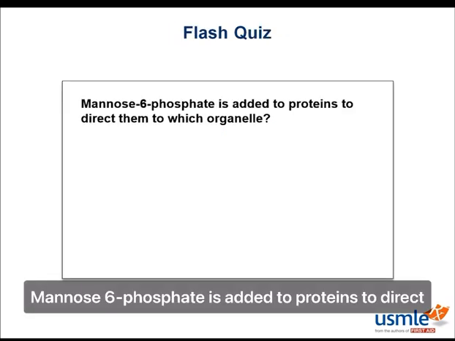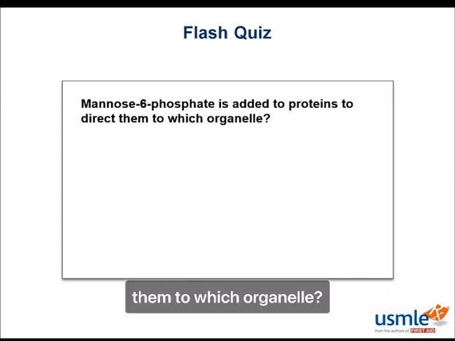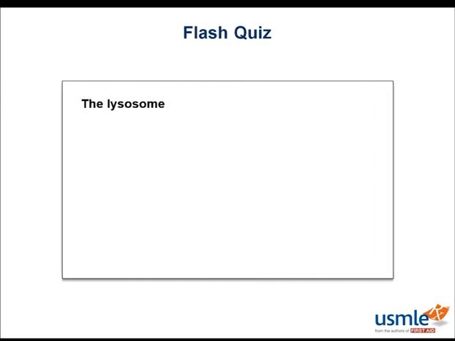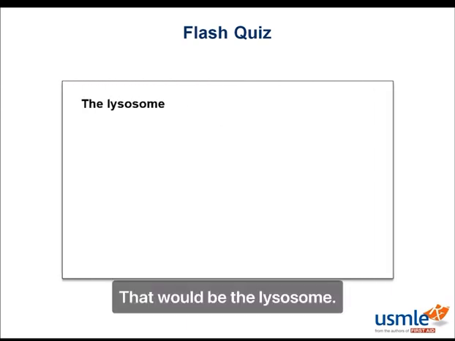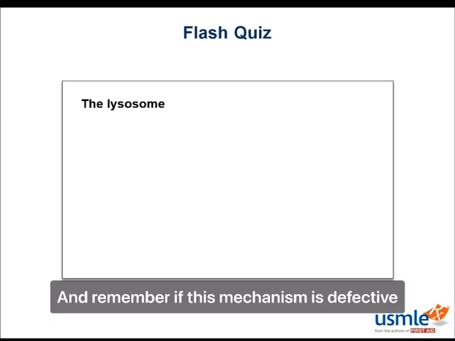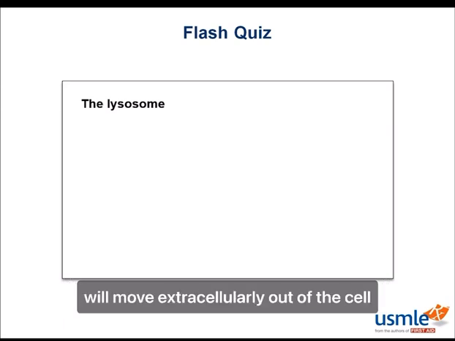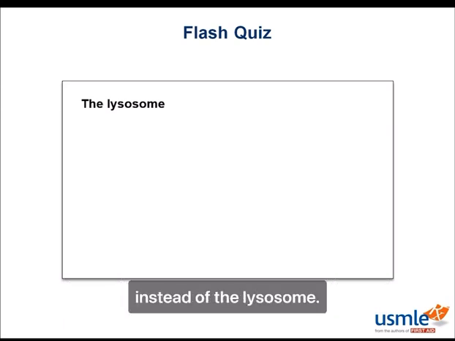Mannose-6-phosphate is added to proteins to direct them to which organelle? That would be the lysosome. And remember, if this mechanism is defective, you will get I-cell disease and the protein will move extracellularly out of the cell instead of the lysosome.